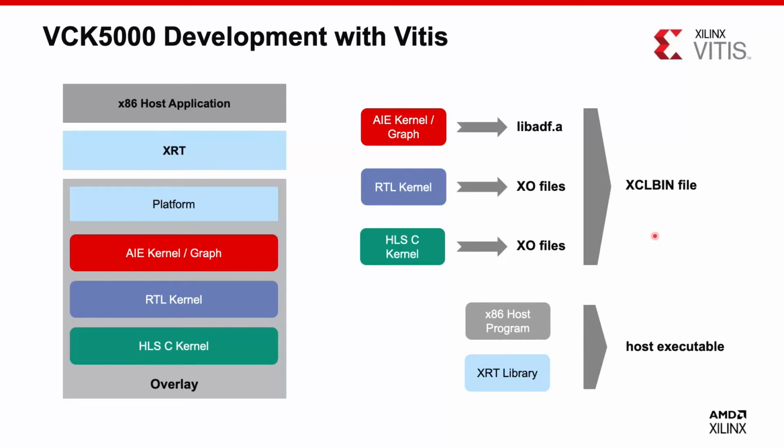The host program is written with standard C or C++ language along with XRT library APIs, and the standard GNU compiler is used to compile them into a Linux executable file. The host application will load the XCLBIN file into the VCK5000 card and control the running of the acceleration kernels.